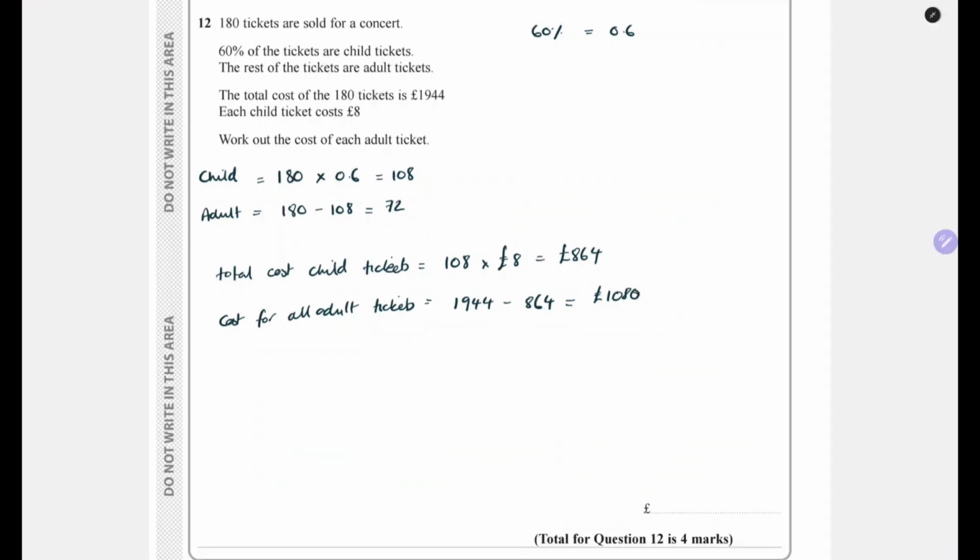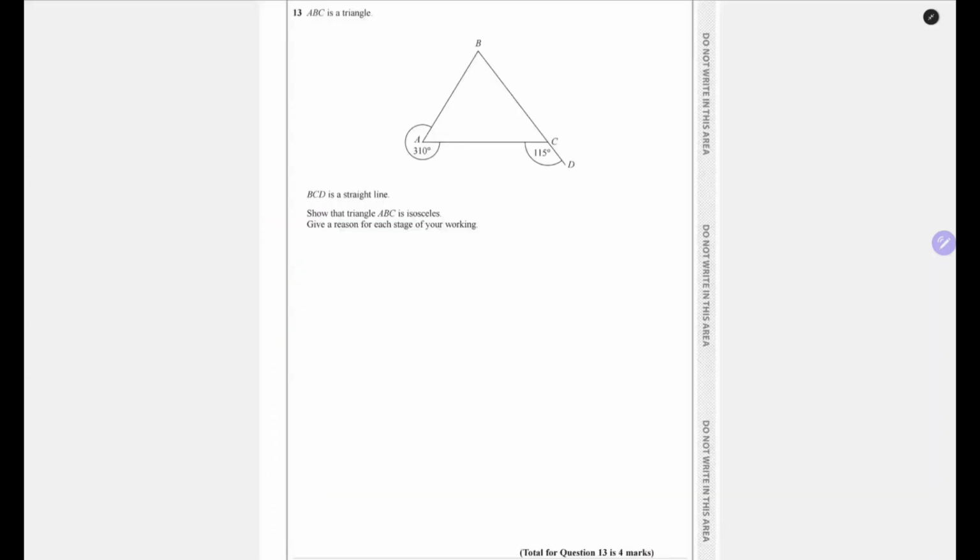So now we just need to work out how much one adult ticket is going to cost. So that's going to be the 1,080 divided by the total number of adult tickets, which is 72. And if we put that into our calculator, we get £15. So for one adult ticket, it costs us £15. Question 13 says, ABC is a triangle.